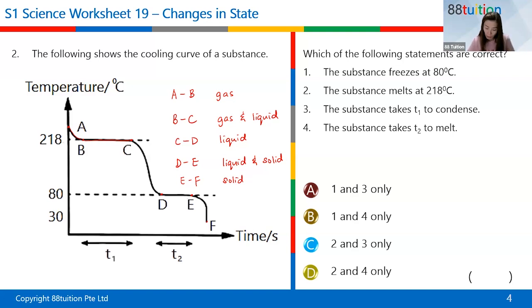Okay, so when we look at the statements now, I think it's a little bit easier. We talk about condensation here, where you have gas changing to liquid. So we have freezing here. Substance freezes at 80 degrees. This is correct. Quite clear, right?